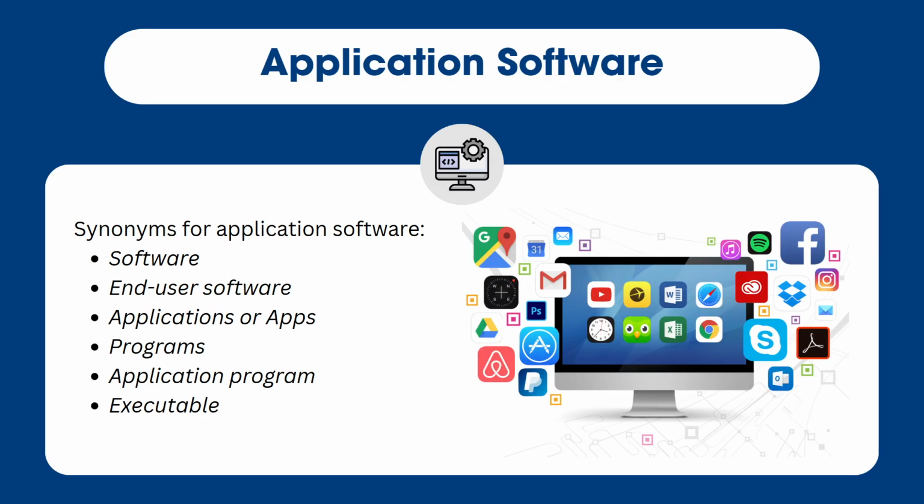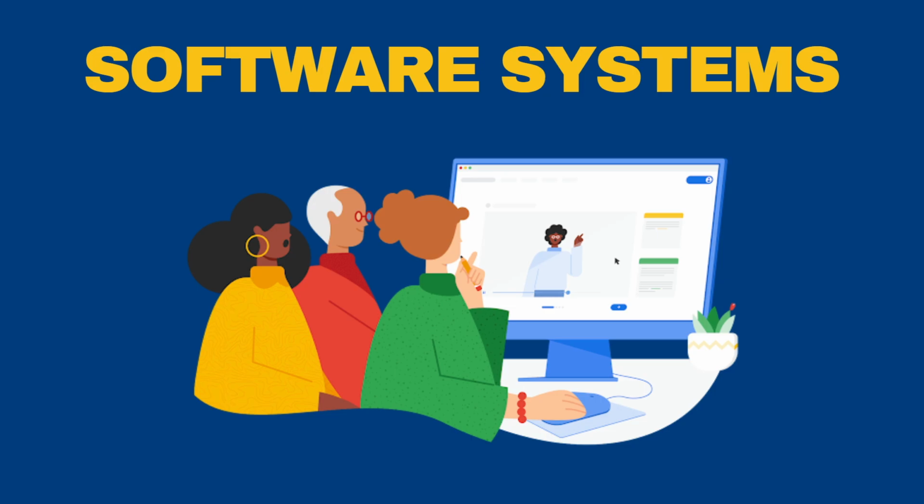So, different synonyms for software. Remember, we have end user software, applications or apps, programs, executables, and so on. So now that we've got the intro out of the way, and some of the basics, let's explore what a software system is.